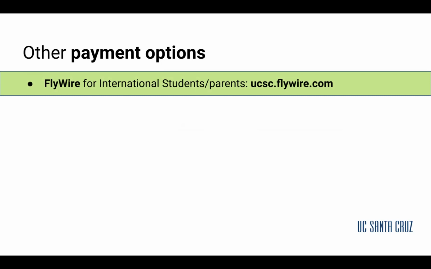If the payment accounts available in UCSC eBill ePay are not right for you, there are other payment options to choose from. International students, parents, and guardians can use Flywire at ucsc.flywire.com to pay from their home country in their own currency. Watch the next video on paying internationally for step-by-step instructions on how to use Flywire.